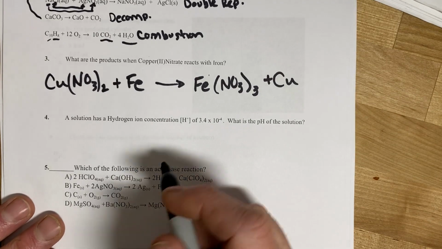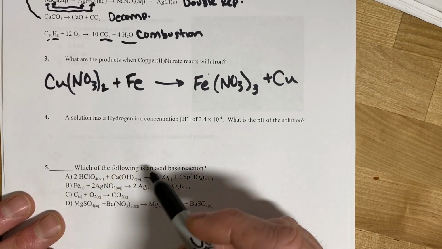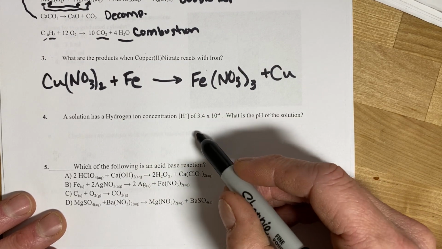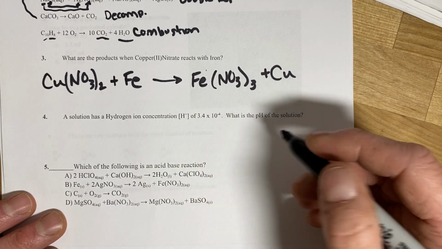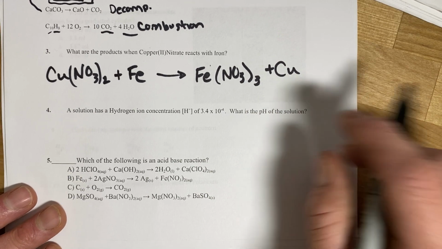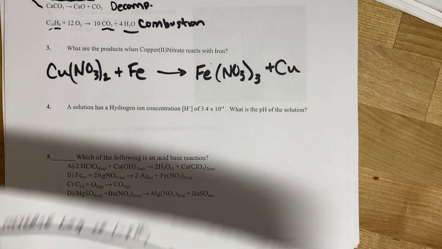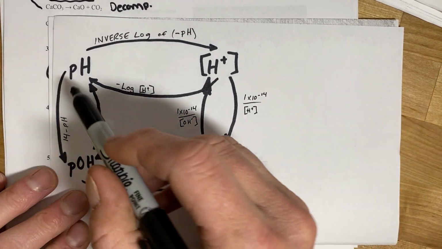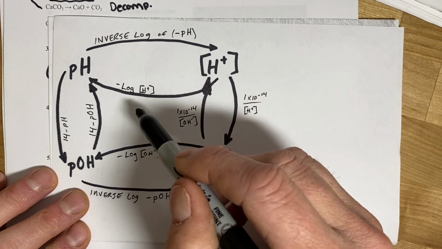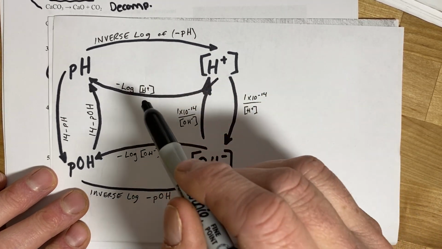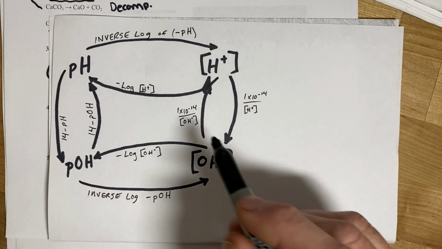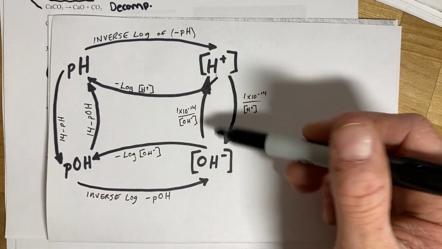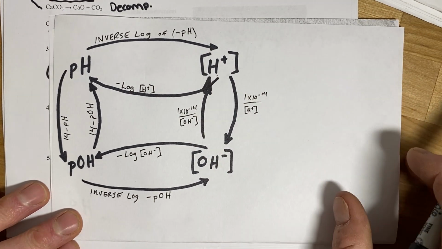Okay, number 4. A solution has a hydrogen ion concentration, that's what this H plus in the brackets means, right, of 3.4 times 10 to the negative 4th. What is the pH of the solution? So that's where we're going to use this diagram that we've made in class, and it's in your notebook. And this is just sort of a roadmap of a couple of different functions on your calculator that are going to allow you to move between pH, pOH, hydrogen ion concentration, and hydroxide ion concentration.